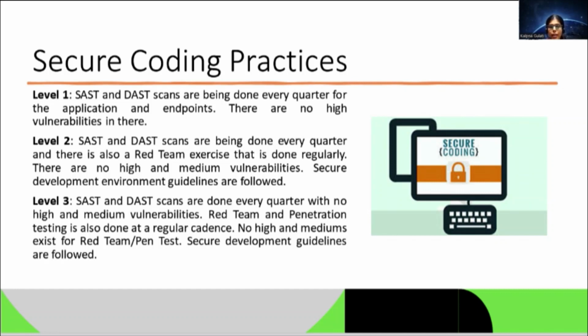Level two should be that SAST and DAST scans are run every quarter, and there is also a red team exercise. By red team, it's like ethical hacking done within the organization by a set of ethical hackers that is done regularly. And there should be no high or critical vulnerabilities, and secure development environment guidelines are followed. An ideal situation as we move ahead, it should be that the SAST and DAST scans are done every quarter with no severe and critical vulnerabilities. Red teams are done. Penetration test is also done with a regular cadence. And there are no high or critical vulnerabilities existing in the system.